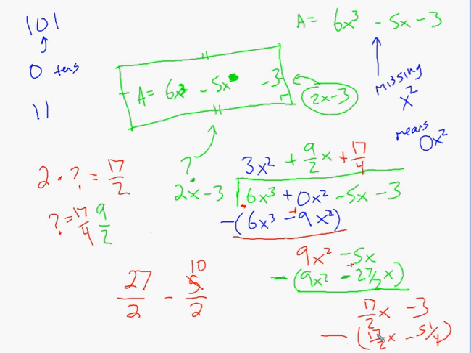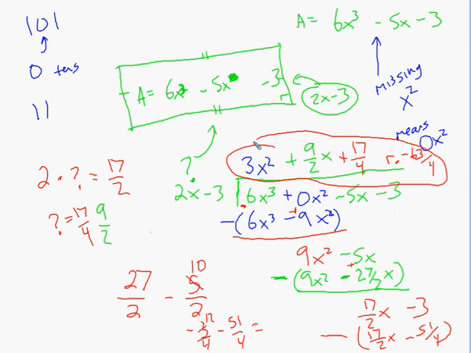Subtract. Alright, so those cancel. What's negative 3 minus 51/4? I need a common denominator. So that's 4, 12. So what's negative 12 minus 51? Negative 63. So the remainder is negative 63 fourths. Wow. That was a really hard one. And that would be the length of that side.